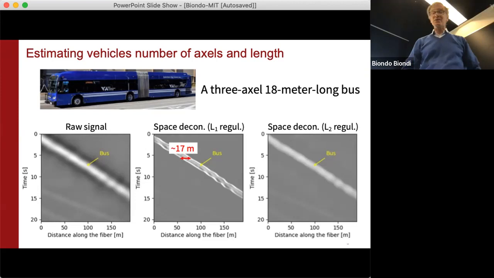And so you can estimate, and that's going back to the surface waves, you can have an automatic identification of the length and the weight of the vehicles. And so you know where you have the signal, the band of frequency that you actually have good signal to noise.